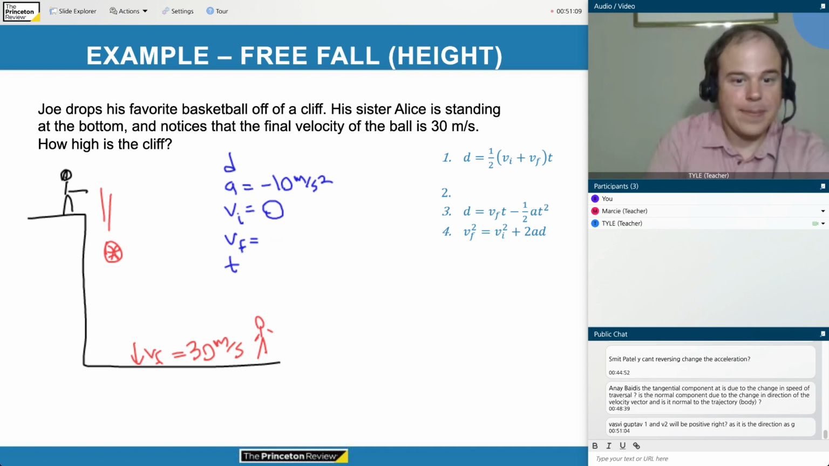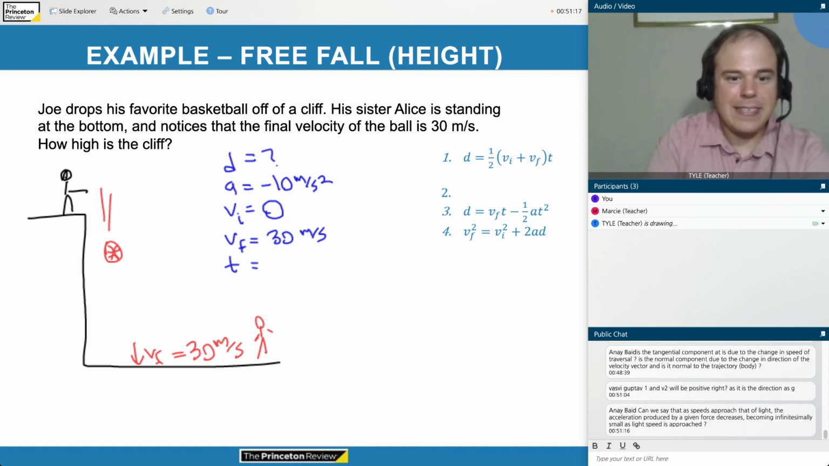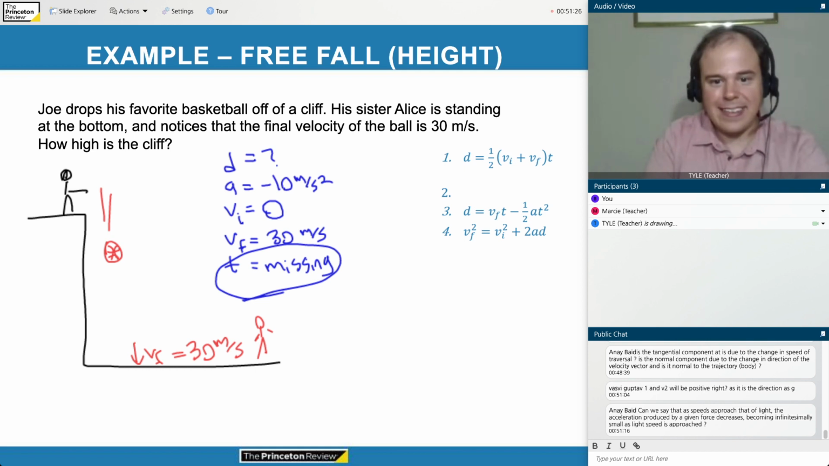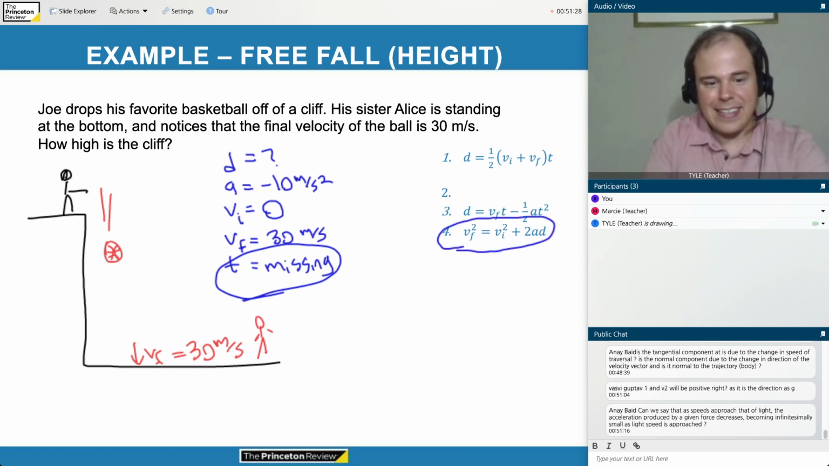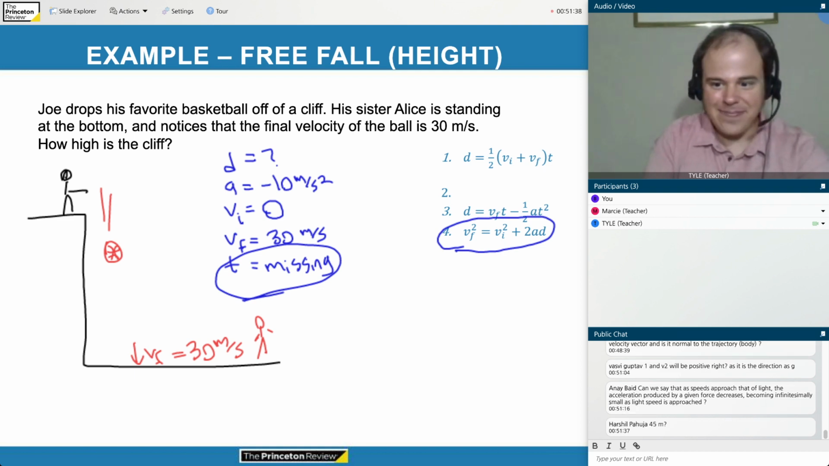Okay. So the final velocity is 30 meters per second, and we're asked for the height of the cliff. So the one that's missing is the time. So I want to choose the equation that has time missing. The one that I just circled is the equation where time is missing. So now let's plug into that equation.